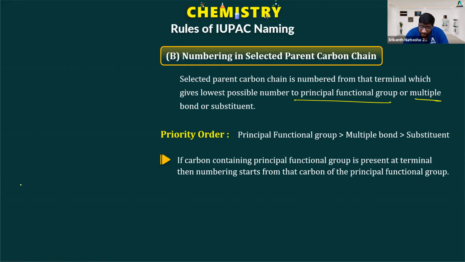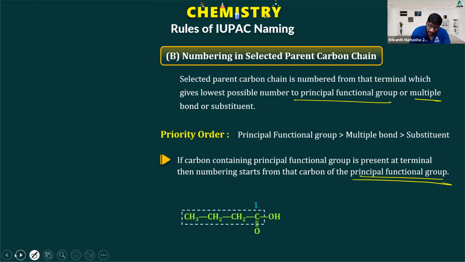If carbon containing principal functional group is present at terminal, then numbering starts from that carbon of the principal functional group. Like you give the example CH3, CH2, CH2, COOH. You have to give numbering from the carbon of C double bond OH. So that is a parent carbon chain, and that will be a numbering. The first number has to be given to the carbon which contains C double bond OH.